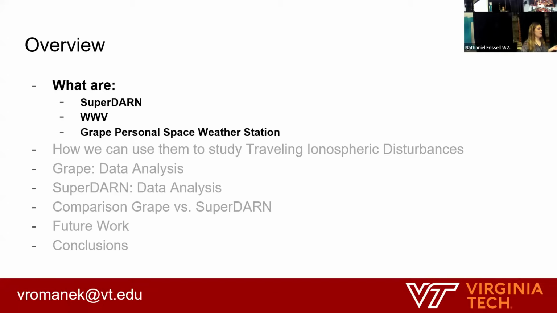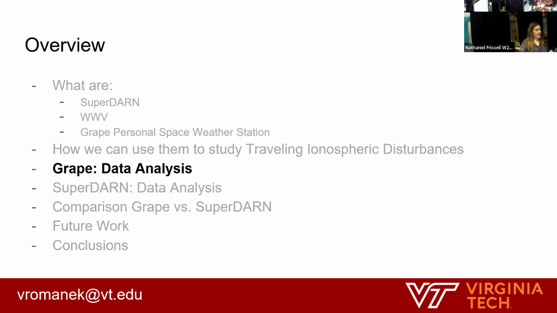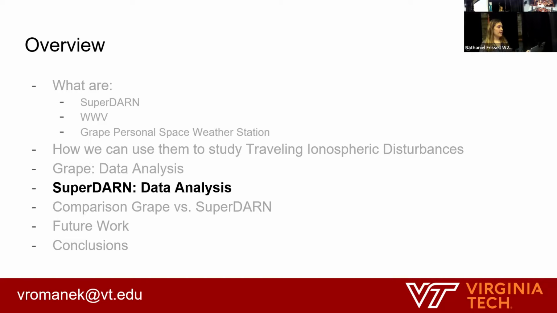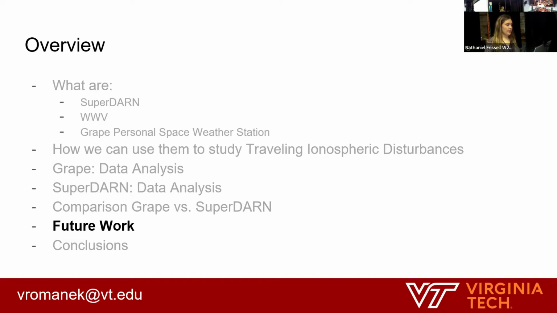A brief overview of what I will be addressing today: what are SuperDARN, WWV, and the Grape Personal Space Weather Station? How can we use them to study traveling ionospheric disturbances? I'll go over an analysis of the data I've collected with the Grape, as well as the data I've collected with the SuperDARN network. I will compare the data, and then, of course, future work and conclusions.